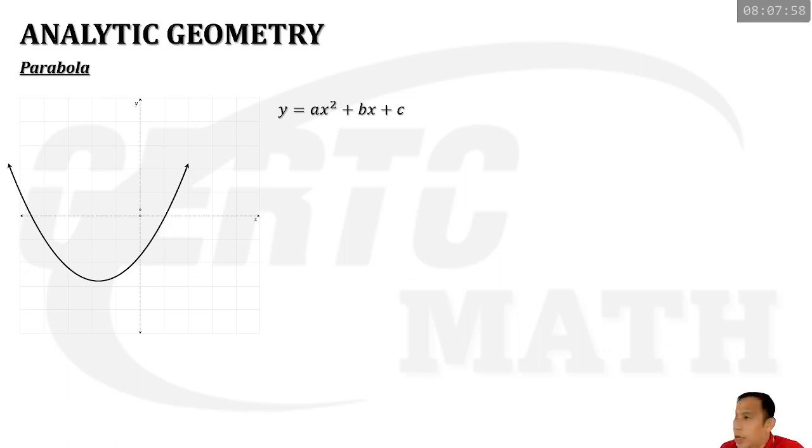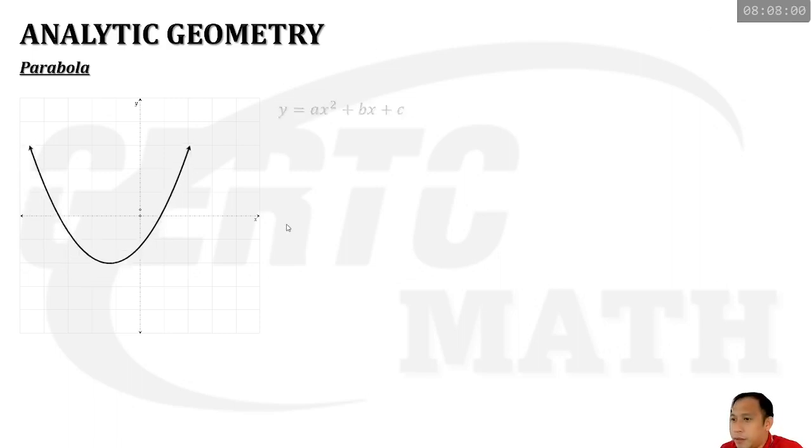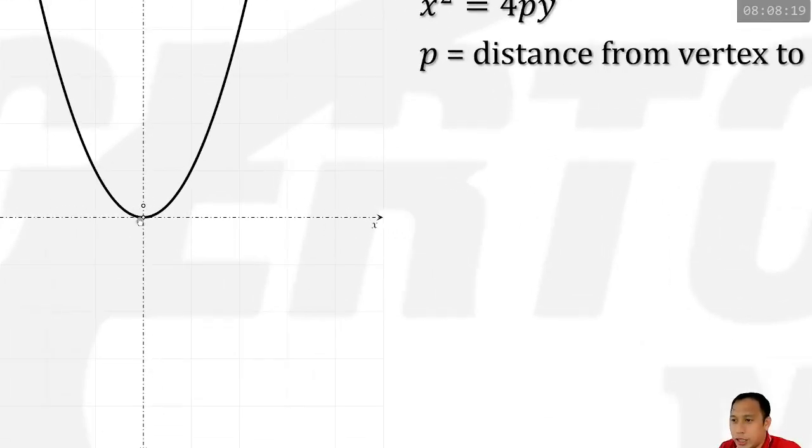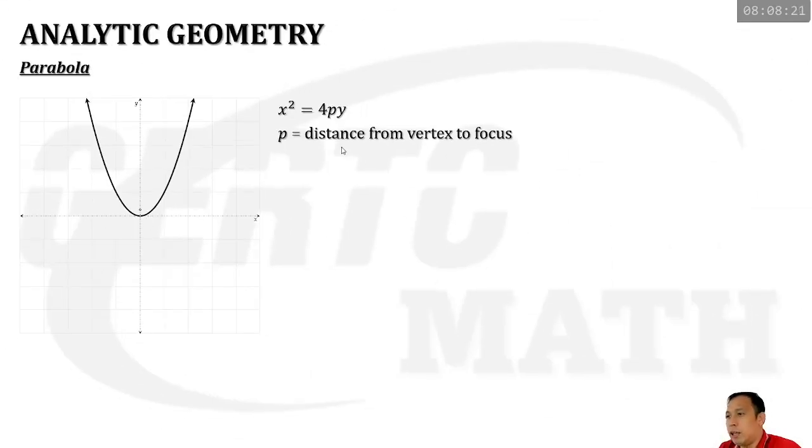Okay? Now, for analytic geometry, we're going to define an equation of a parabola in this form: x squared is equal to 4py, if its vertex is at the origin. Kasi ito yung vertex. Nakikita ninyo? Ito yung vertex. And yung p naman is the distance from the vertex to the focus.